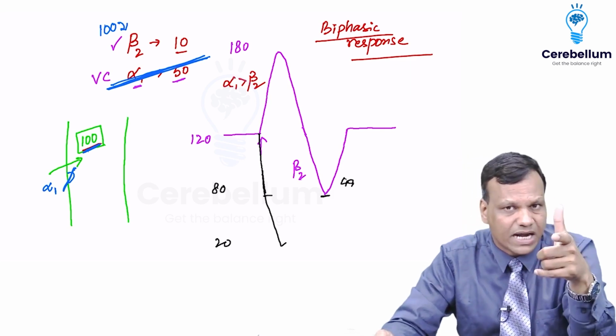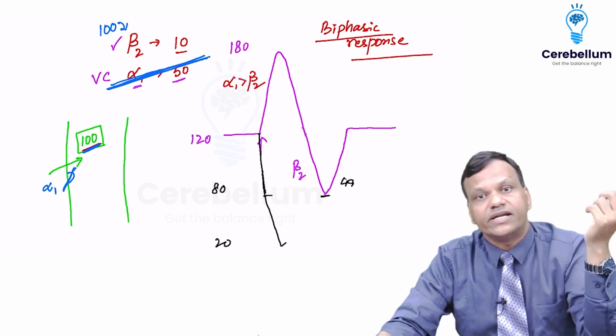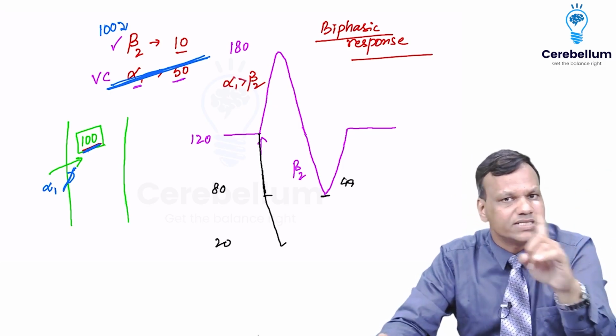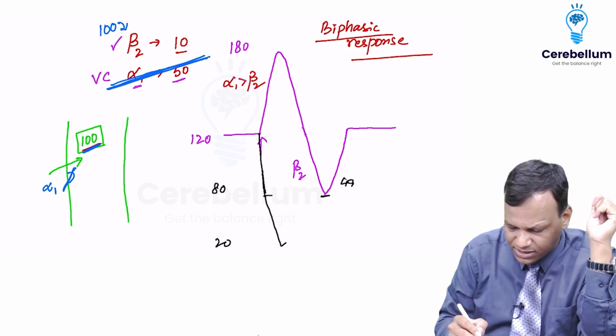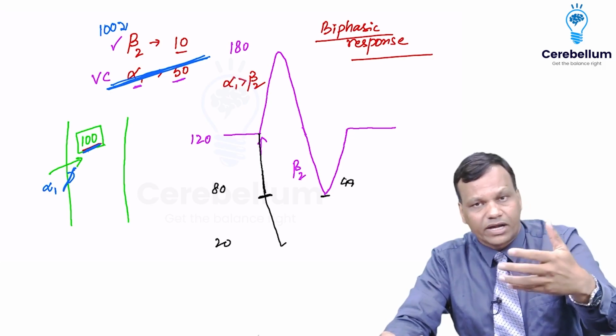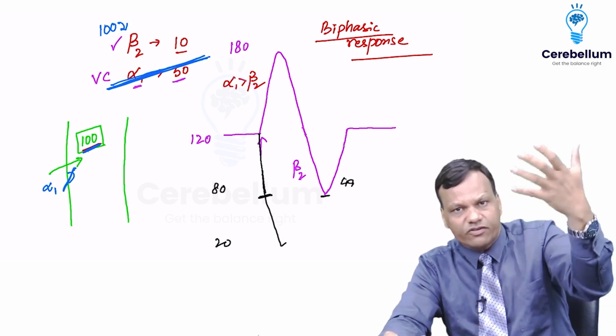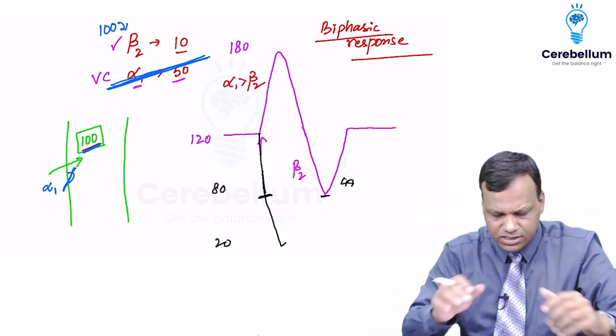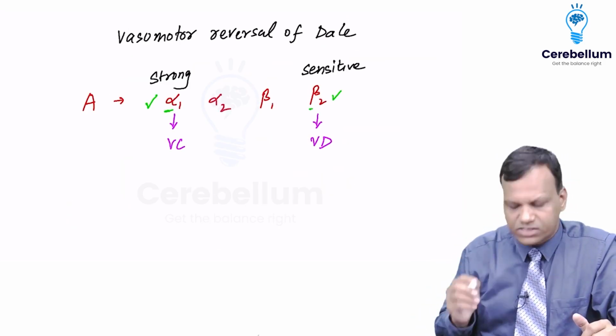So what we were expecting, that BP will increase first, but it decreased. The first thing is, only decrease, increase is not happening. And second thing, this decrease is also exaggerated. Normally the decrease should be till 80, but here it will become till 20. So a significant decrease in BP will occur. This is known as vasomotor reversal of Dale.